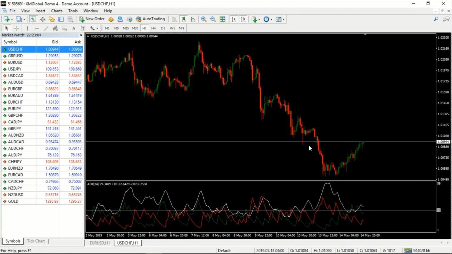So that is how the ADX indicator works, and it is a very important indicator. Like I said, mainly to identify when the trend is strong and also to keep you out of the market when the trend is weak, and that happens when ADX is below the 25 level.